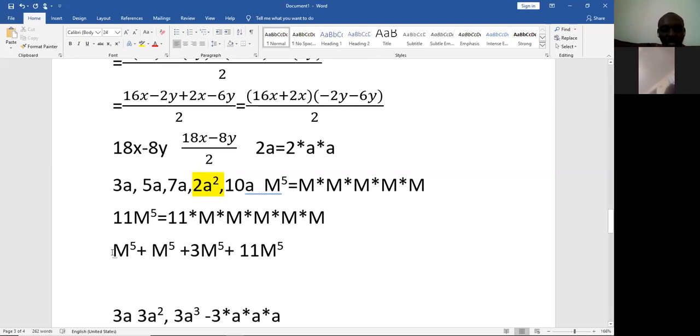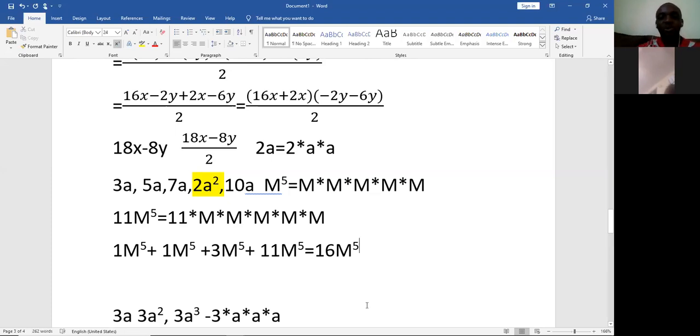So this m means it is 1, and this also means it is 1. So you take 1 plus 1, 2, plus 3, which is 5. And then plus 11. So it makes it 16m to the power 5. So we only add the like terms. That is what the answer would have been in this particular case. So that is how you would add them.